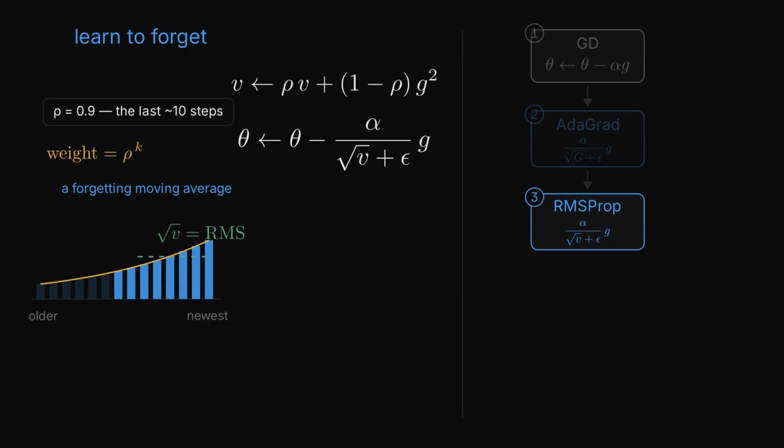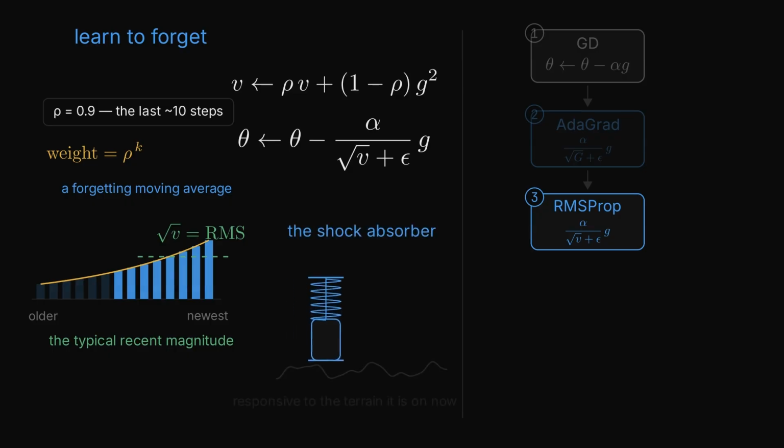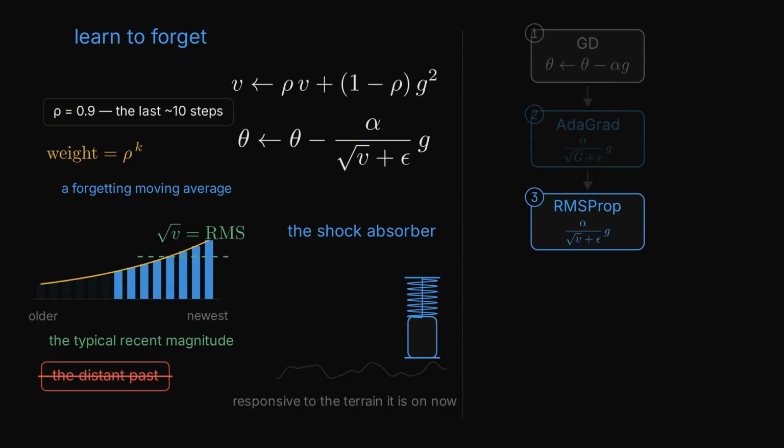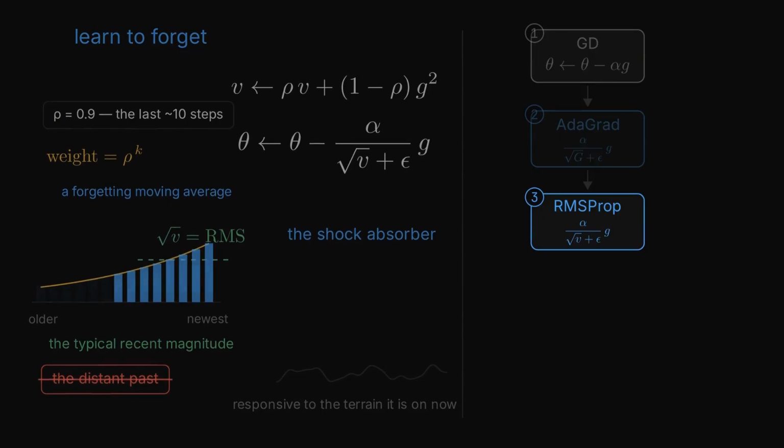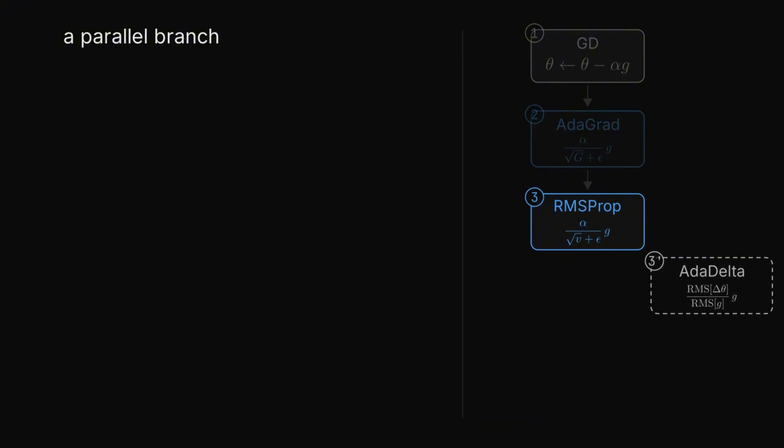The square root of V is precisely the RMS, the typical magnitude of the recent gradient, which is where the name comes from. In the metaphor, the shock absorber is now responsive to the current terrain, no longer choked to death by the distant past.